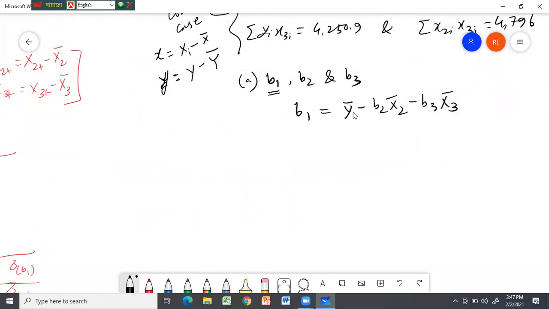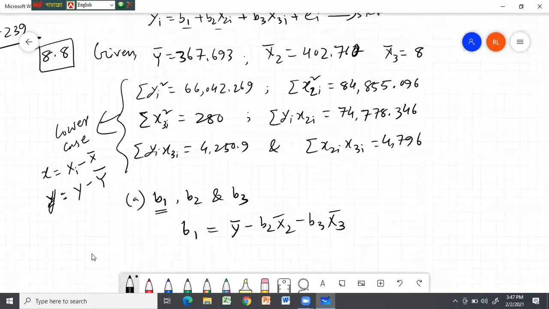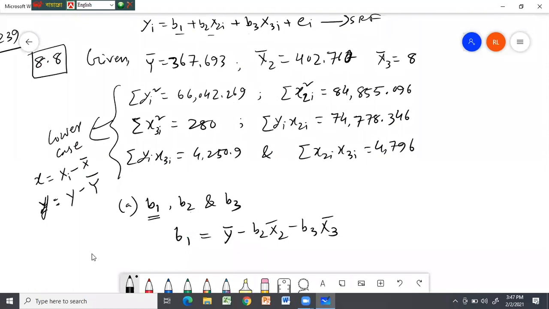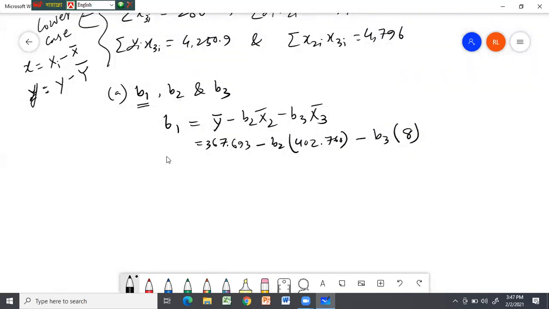So B1 is equal to y bar. You are given y bar equal to 367.693 minus B2, which will be calculated later, X2 bar is given 402.760, minus B3, which will be calculated later, X3 bar is equal to 8. That is the information you are given. So once you get the values of B2 and B3, you can calculate the value of B1. So it's very important to calculate B2 and B3 first and then replace their values in the right hand side of B1.